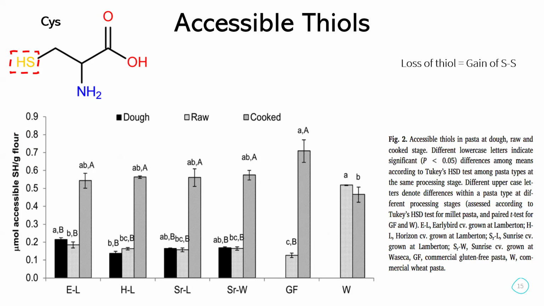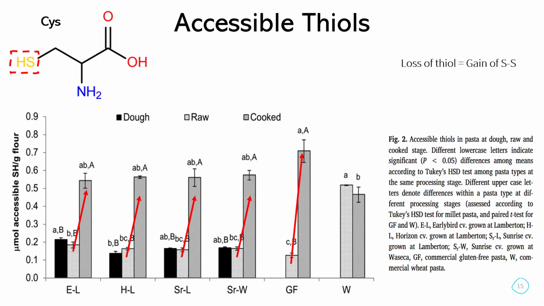So a protein that is globular or not denatured might have thiol groups that are stuck within the protein, and as it gets heated or as it's denatured, it unfolds, and those thiols are now accessible. So that's what we saw here. As we cook the sample, the accessible thiols increase, showing us that as the protein unfolds, that increases.